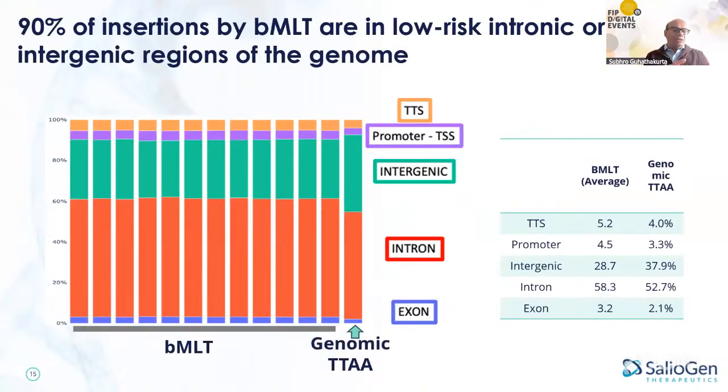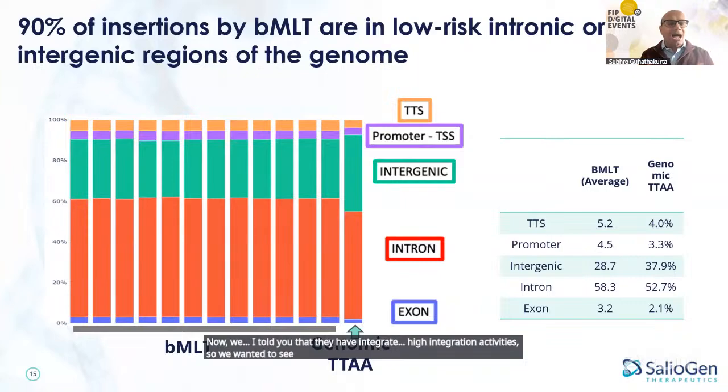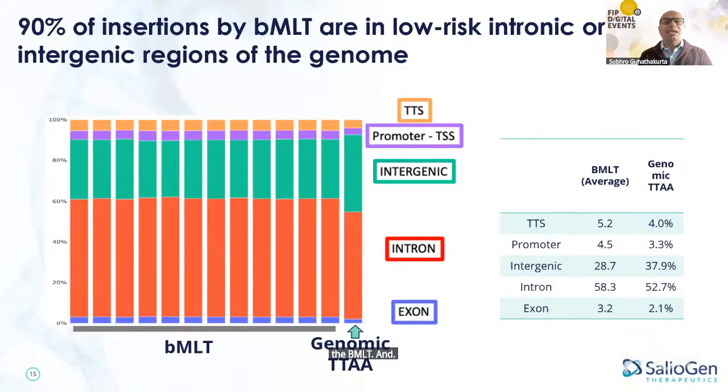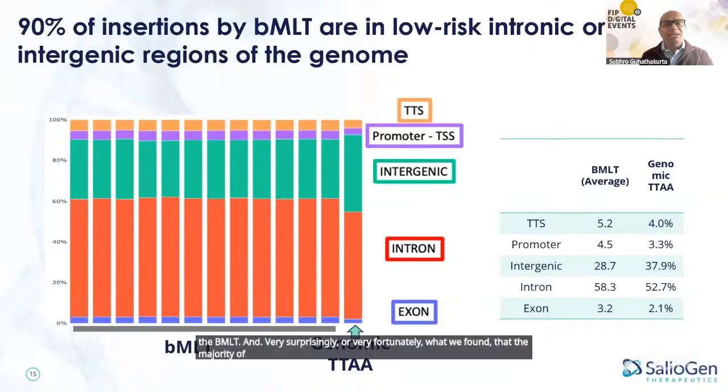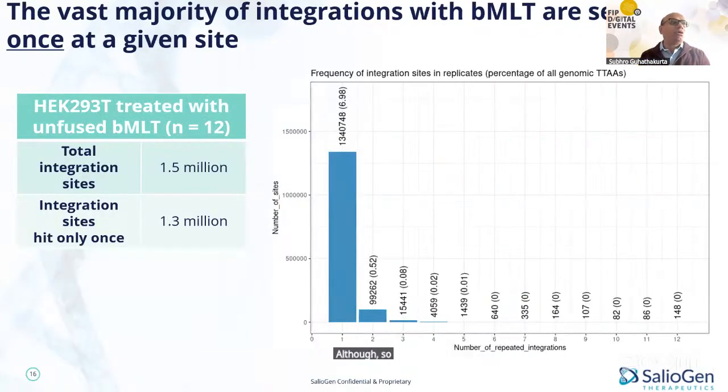Now, I told you that they have high integration activity. So we wanted to see whether they are very good at integrating at the TTA sites and where those TTA sites are that are being targeted by the BMLT. And very surprisingly, or very fortunately, we found that the majority of the integrations are happening at the intronic TTA sites or the intergenic TTA sites. A very small percentage of those integrations are going into exons or any meaningful sequences. So that definitely calls for a very good safety feature for this gene therapy technique.